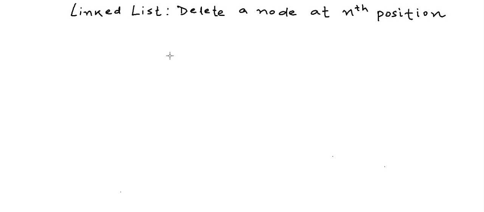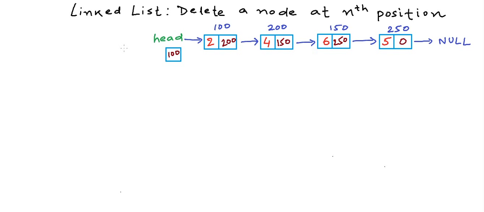In our previous lesson, we wrote a program to insert a node at the nth position, or a given position, in a linked list. Now in this lesson, we will write a program to delete a node at any given position in a linked list. So once again, I have drawn a linked list here.